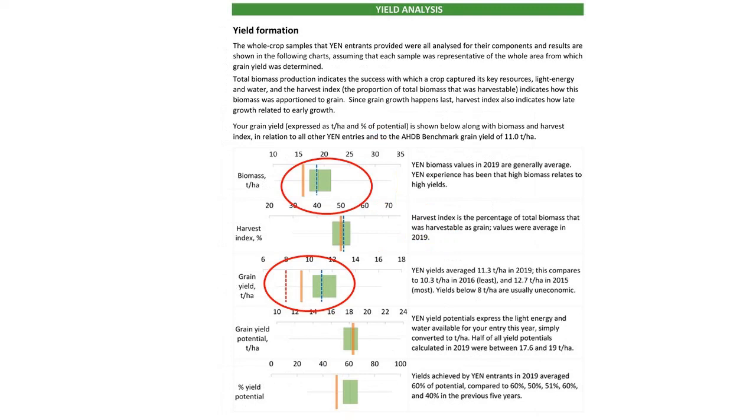Here we get a breakdown of where we lost yield in the yield analysis. So the first line, you can see that our biomass was below the Yen average. So we're already limiting ourselves. Harvest index seems about around the average, but the grain yield in tonnes per hectare was low and below where we would want to be. So we can only conclude that the loss of biomass was the reason that yields fell behind the average.